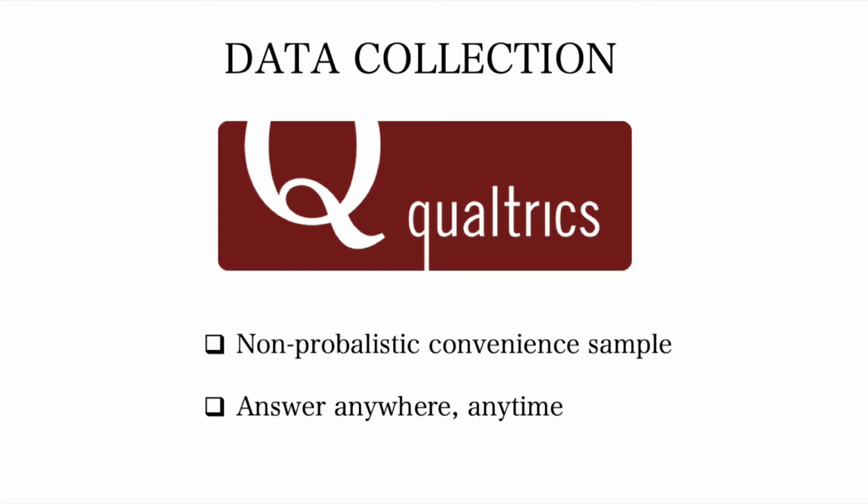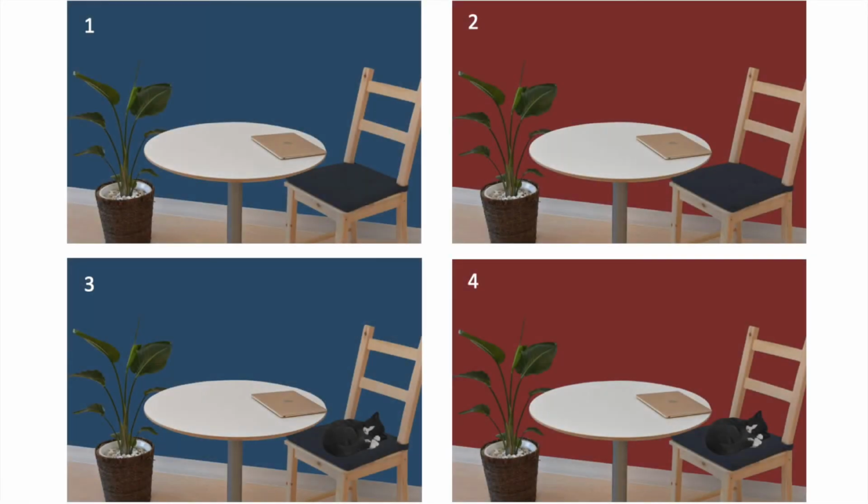We collected the data through a Qualtrics survey and we used a non-probabilistic convenience sample. People could answer the survey anytime, anywhere. After a short introduction, participants were shown an image of a room. We created 4 versions of the room we displayed. Version 1 was with a blue wall with no cat, version 2 was with a red wall with no cat, version 3 was a blue wall with a cat, and version 4 was a red wall with a cat. Each participant to the survey was shown one single version that was displayed randomly.